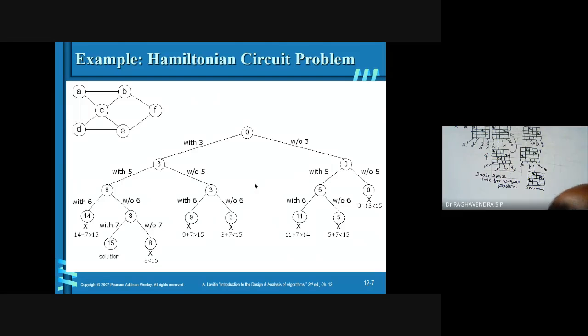Now we will discuss how to solve this Hamiltonian circuit problem using backtracking. You can see some of the things already written over here. First I am going to take a problem for the Hamiltonian circuit, and then we are going to see the solution, how to solve it.